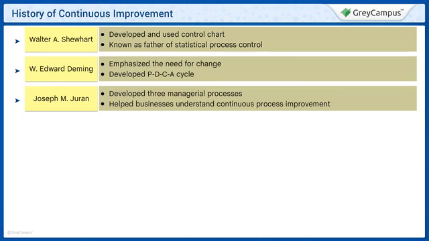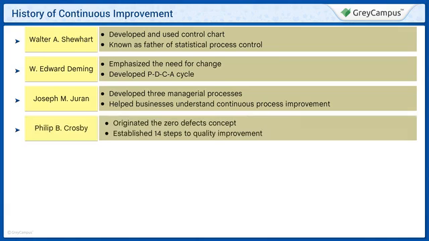Joseph M. Juran pursued a varied career in management, beginning in 1924 as an engineer. He developed the Juran Trilogy, consisting of 3 managerial processes: quality planning, quality control, and quality improvement. Deming and Juran worked in both the U.S. and Japan to help businesses understand the importance of continuous process improvement. Philip B. Crosby, who originated the zero defects concept, was an ASQ honorary member and past president. He has written 14 steps to quality improvement.